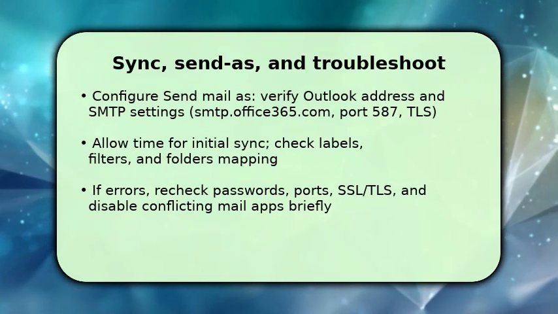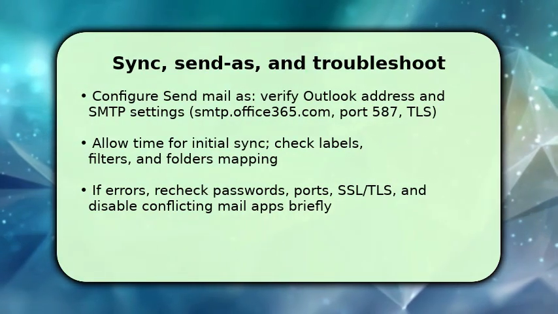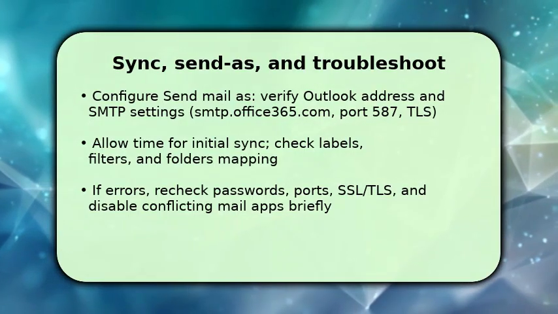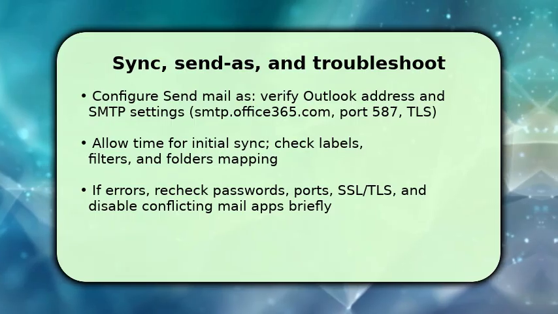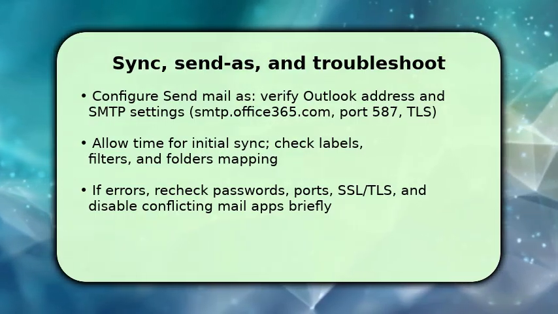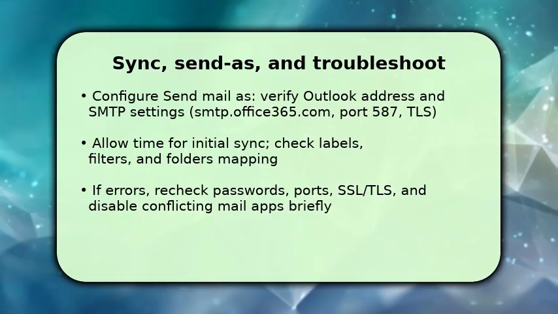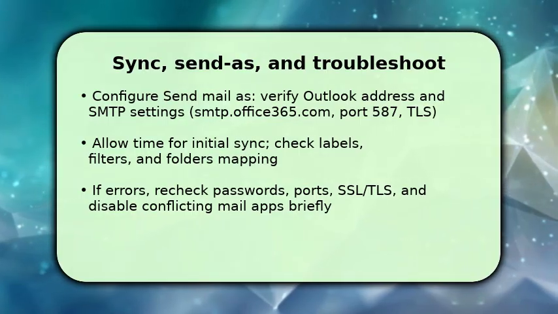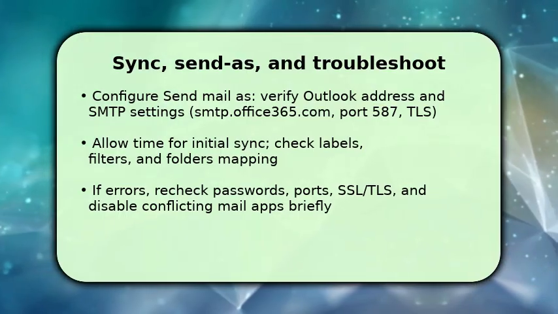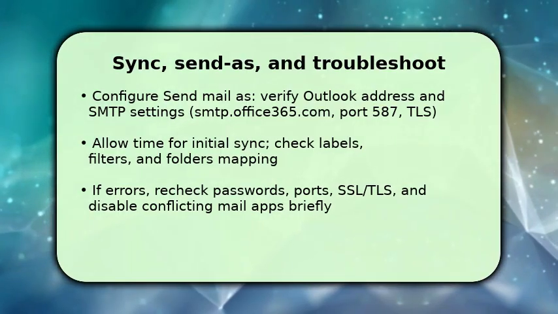Finish by enabling Send Mail as so you can reply from Gmail using your Outlook address. In Accounts and Import, choose Add another email address, enter the name and address, then configure SMTP with smtp.office365.com, port 587 and TLS. Use your app password. Allow some time for the initial sync and ensure labels and folder mapping look right.